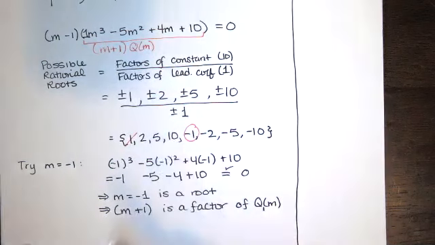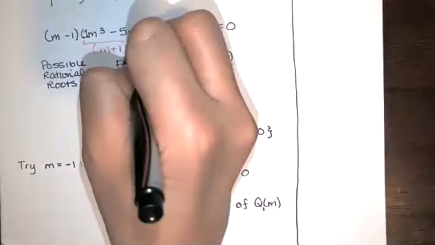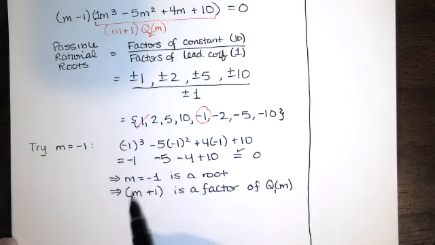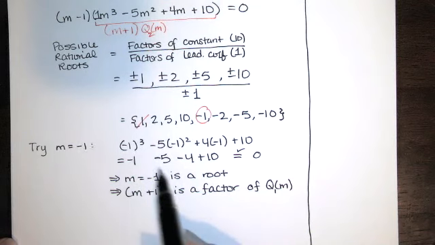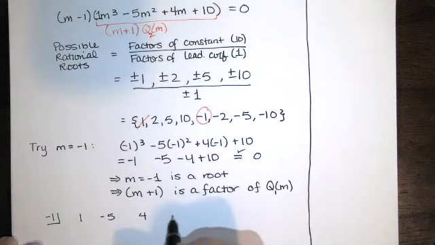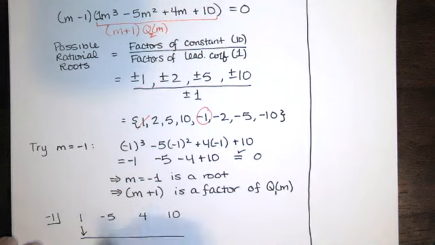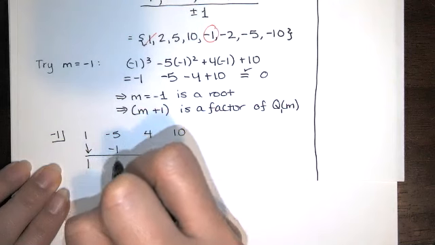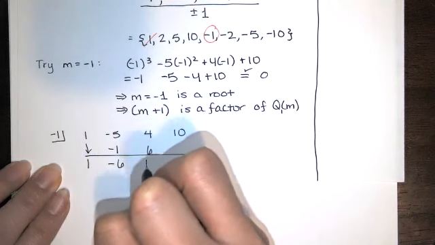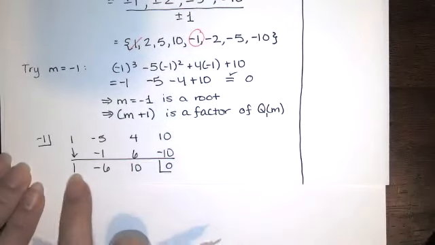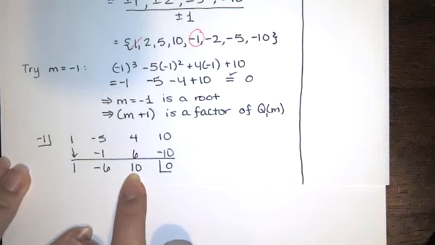To find that quadratic polynomial, and I'll call that one q2 just to have a label for it, we take the value of m that corresponds to this factor. That's the root corresponding to that factor, -1. You put that in the box. Then you list the coefficients of this polynomial right here. So we've got a 1, a -5, a 4, and a 10. We do our synthetic division again. Bring down the 1, multiply, and add. Multiply, and add. Multiply, and add. All right. So these are the coefficients of the quadratic polynomial that's left.